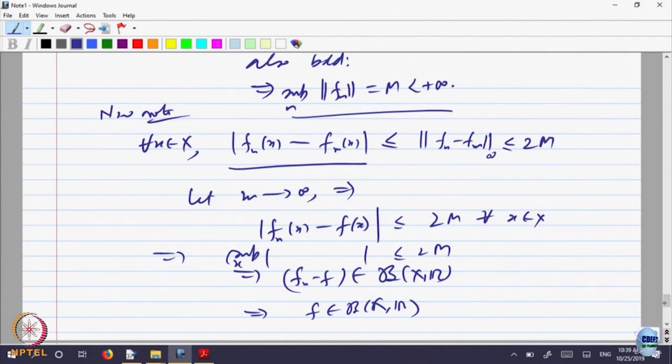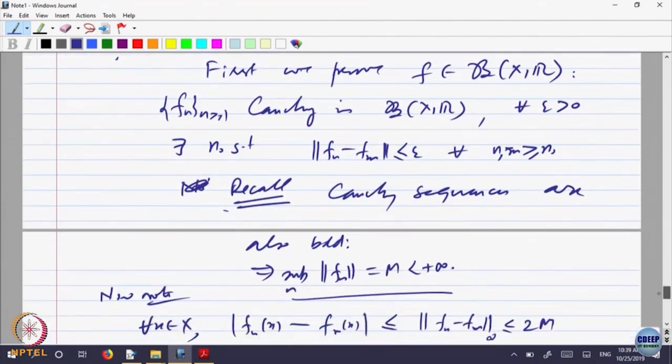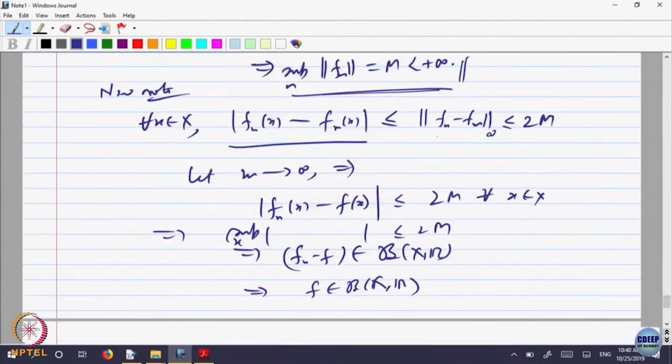Is that okay? Basically, this being a Cauchy sequence, it is bounded. So, all the norms of f n must be less than some number. Using the fact that mod of f n of x minus f m of x is less than the norm, because that is a supremum, it remains bounded for every x. So, you can let m go to infinity. Pointwise convergence is already there, so this is less than or equal to 2M for every x. I can take the supremum now, which is finite, less than 2M. That means f n minus f belongs to B(X, R), and B(X, R) is a vector space, so f also belongs to it.